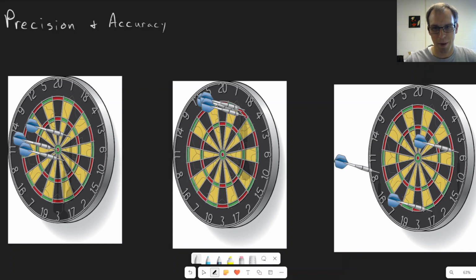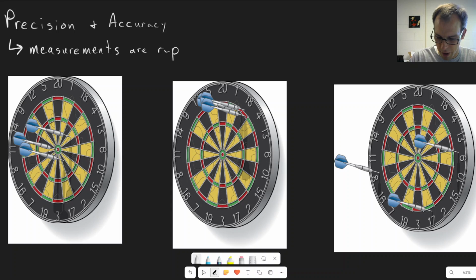So let's talk about precision first. So precision is when measurements are repeatable. In the case of our dartboard example, that would mean that every time we throw the dart, it lands in the same spot. Now, it doesn't necessarily tell us whether that spot is the bullseye, right? So precision just tells us that you get very close to the same result every single time you do it. So as an example, let's look at these pictures.